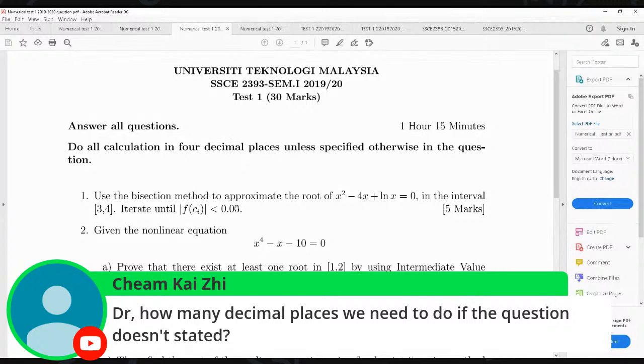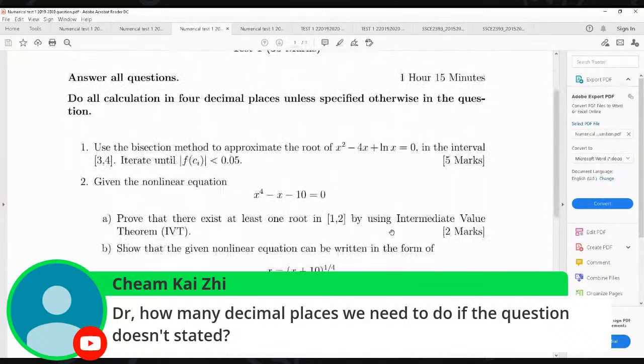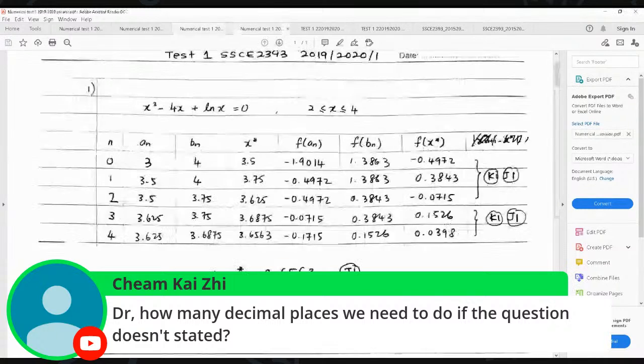So press your calculator for 4 decimal places, but the iteration stops when FC is less than 0.05. This is the way we control your calculation. We don't want you to spend more than 10 minutes. Any question? So I hope that we can answer the question based on the table given. Please write this table very clearly.